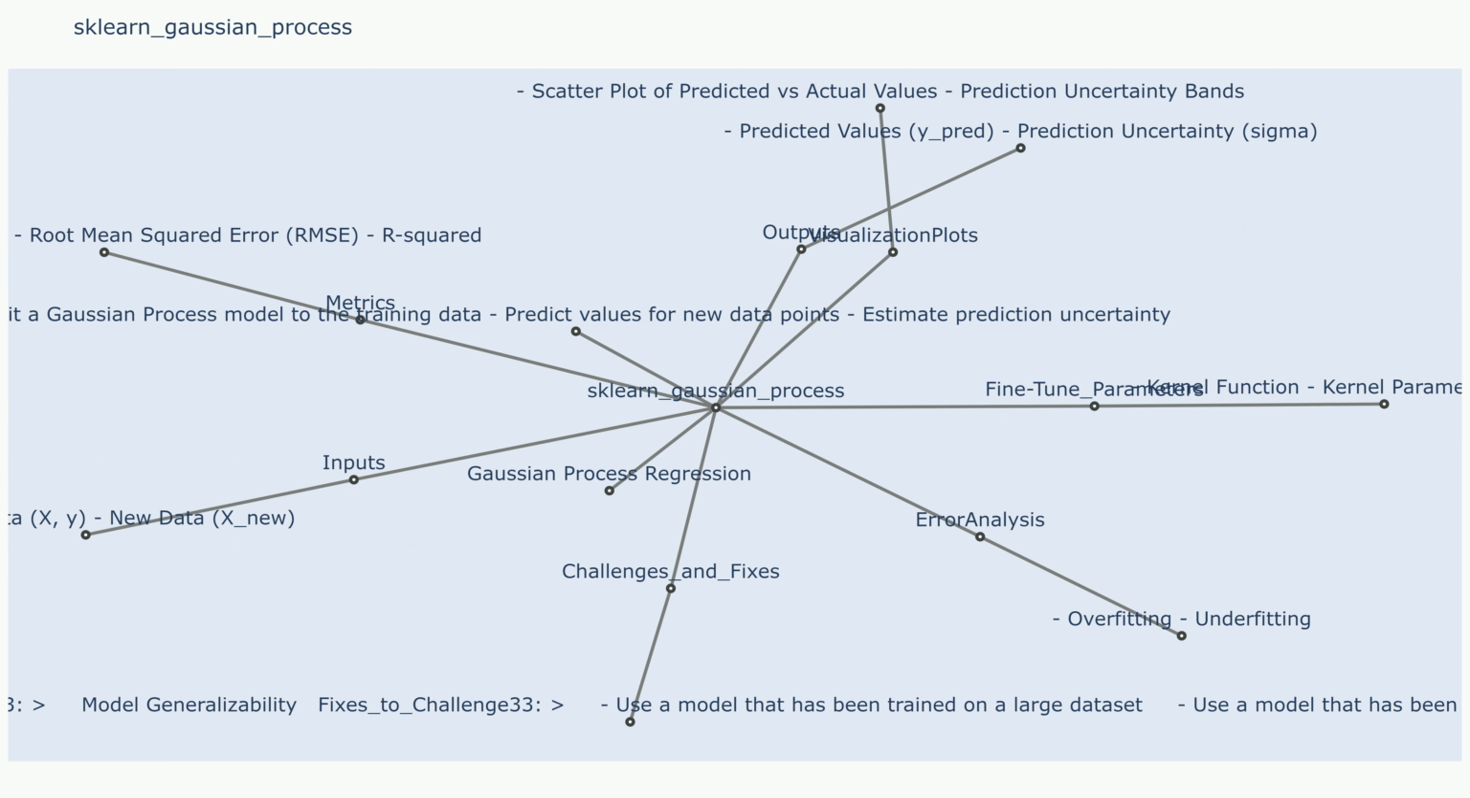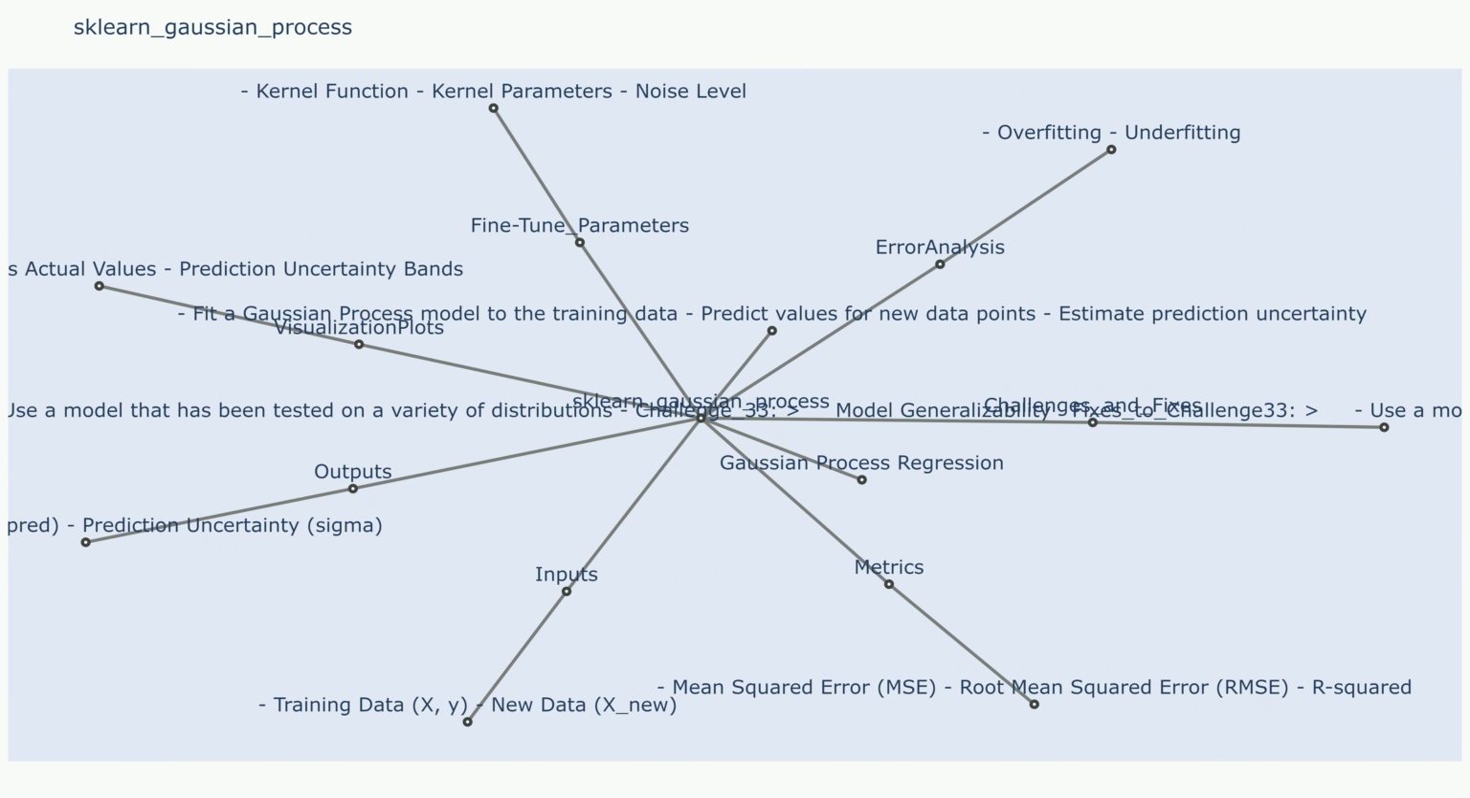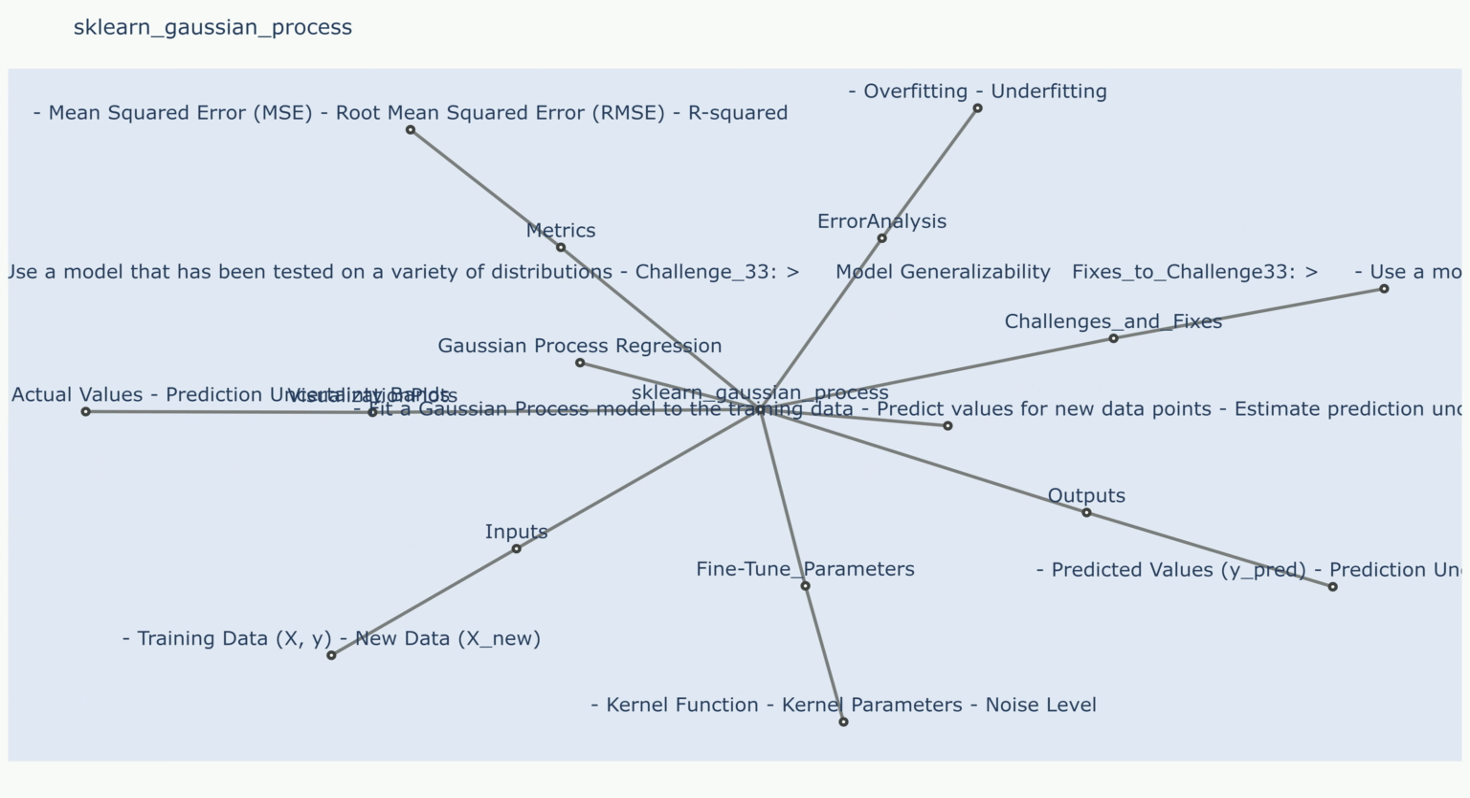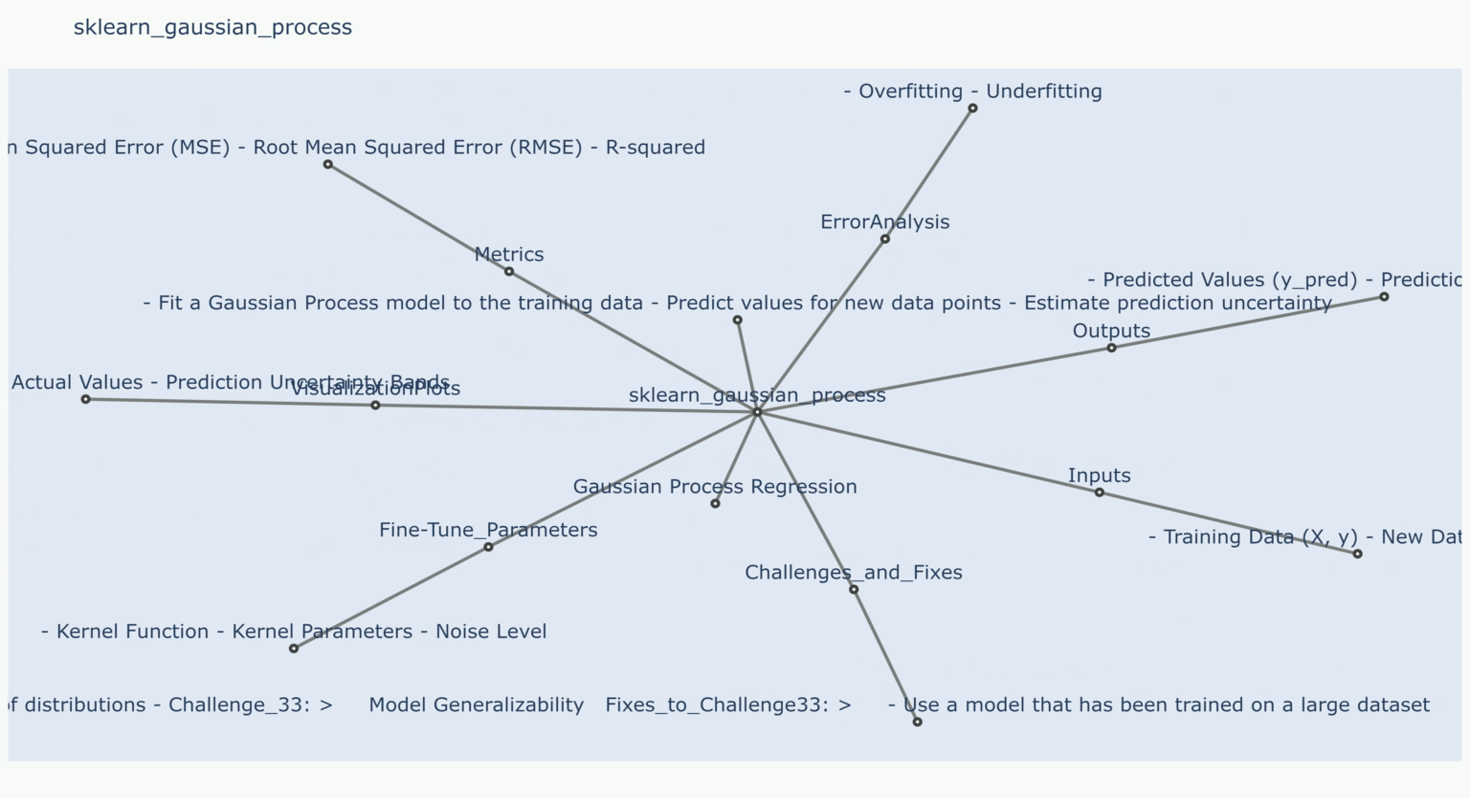Inputs. X: the input features, typically a 2D array with each row representing a data point and each column representing a feature. Y: the target values, typically a 1D array corresponding to the outputs for each input data point. Outputs. Y_pred: the predicted output values for new input data points. Y_std: the standard deviation of the predicted output values, representing the uncertainty in the prediction.